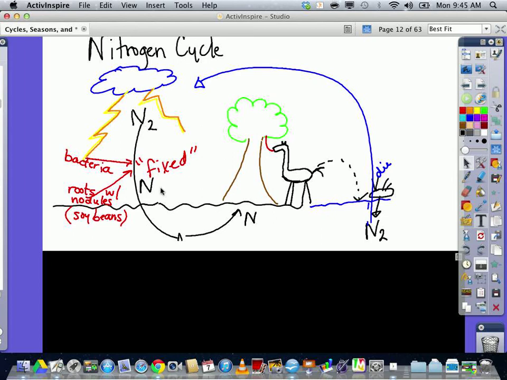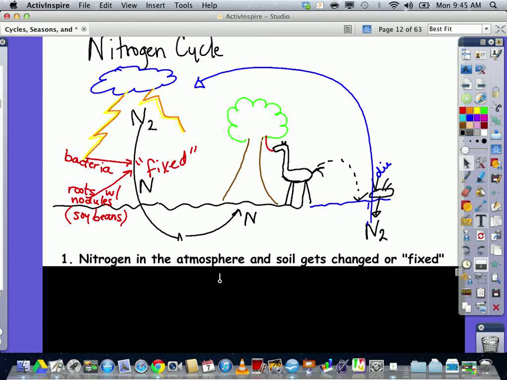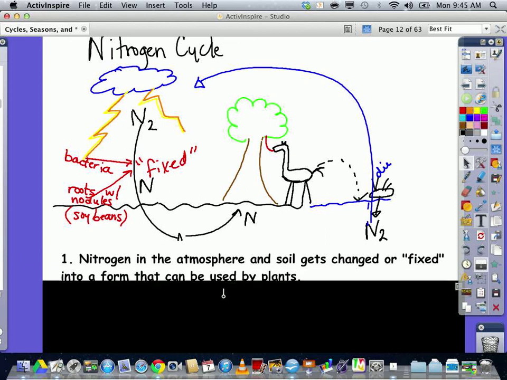So that nitrogen has to go through a process which we call nitrogen fixation. We say the nitrogen gets fixed into a form that plants can easily use and it's able to combine with other atoms for the plants to be able to use in all their plant processes. So if we were going to start with some steps, the first step is nitrogen in the atmosphere, and the soil, there is some of this nitrogen in the soil, gets changed, or we're going to use the word fixed, into a form that can be used by plants.